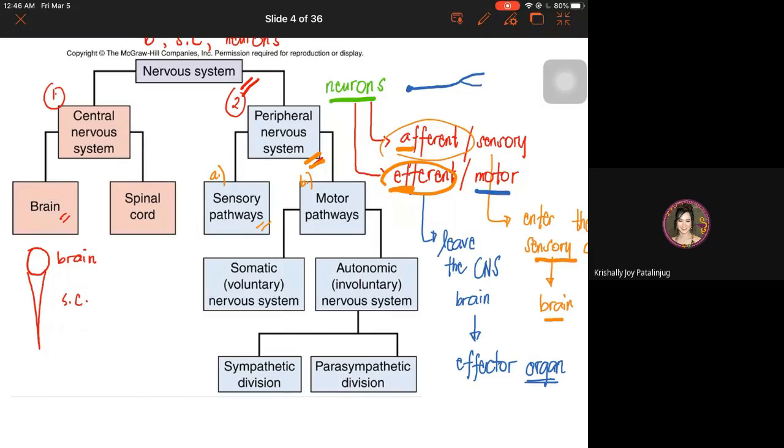So, at least, now, alam nyo na ang mga basic functions ng neurons na to. May mga neurons that carry stimulus towards the brain, and may mga neurons din naman na nagdadala ng utos mula utak papuntang sensory organ, producing a response.